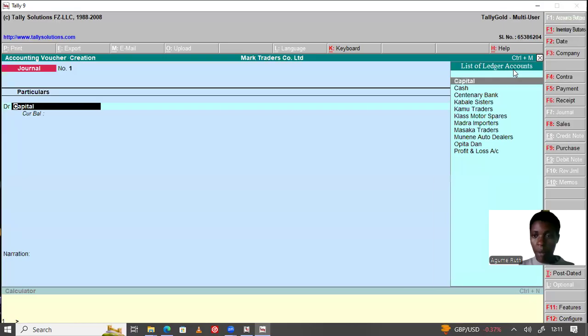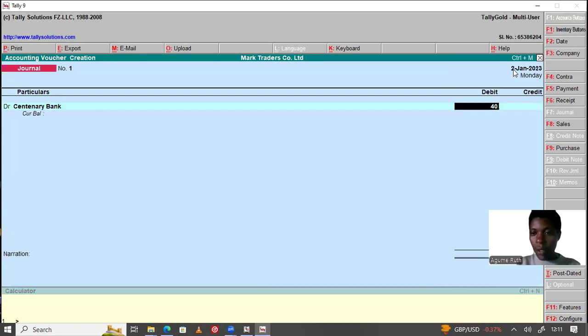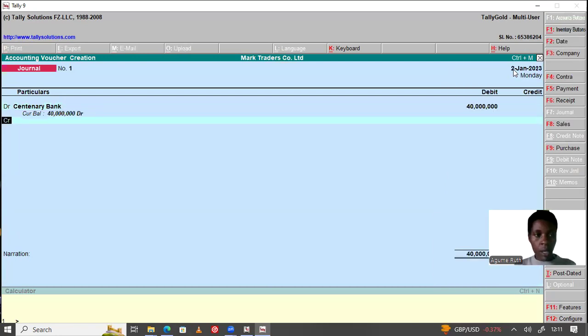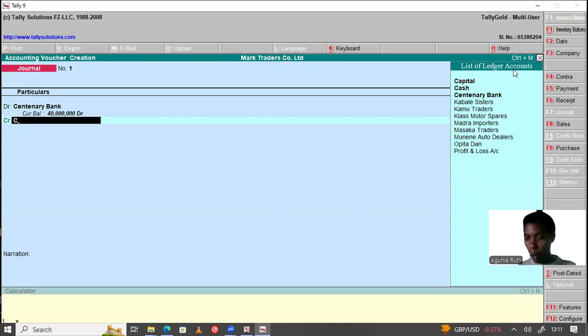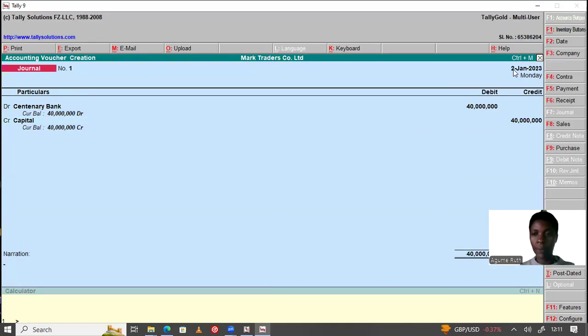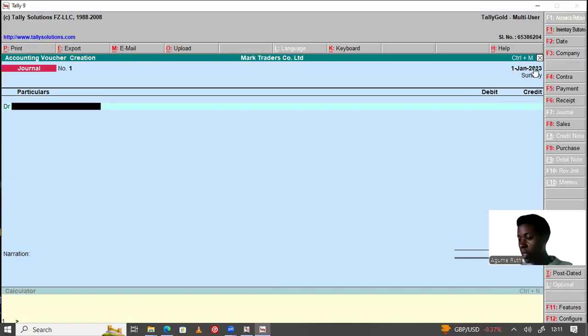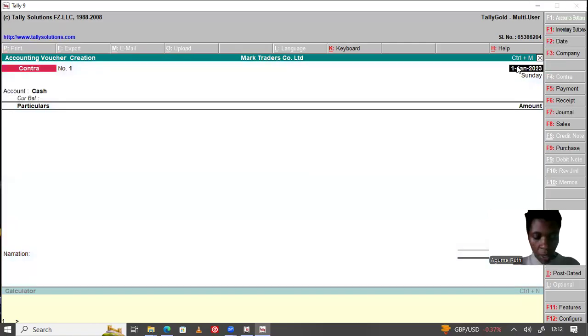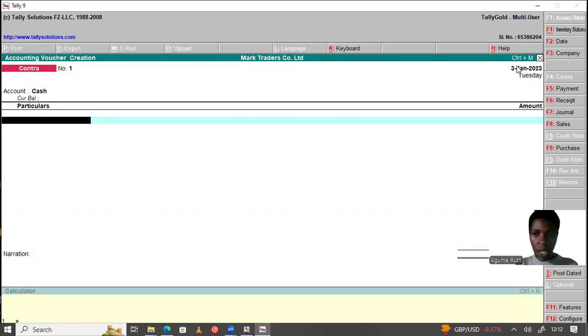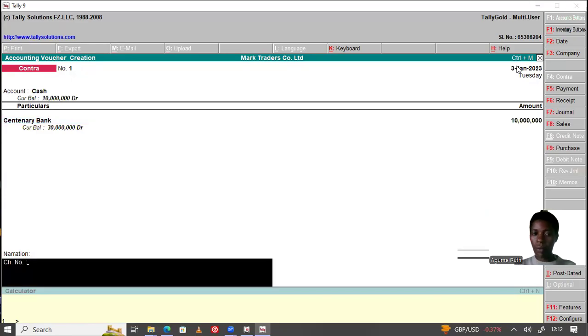I accept, but I'm going to debit my Centenary Bank because it is the account which is receiving. That is 40 million. Then I'm going to credit my capital with the 40 million. So I go to the bank for the contra entry. 2023. Then the receiving account is cash, and I credit the Centenary Bank with 10 million.